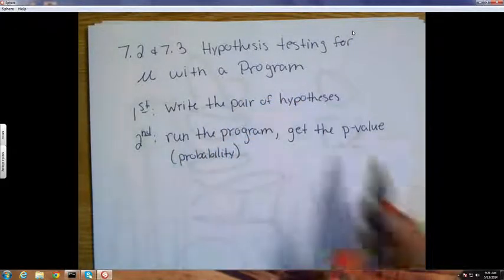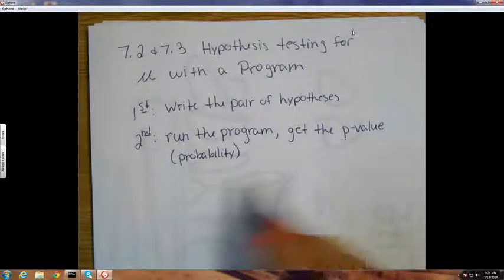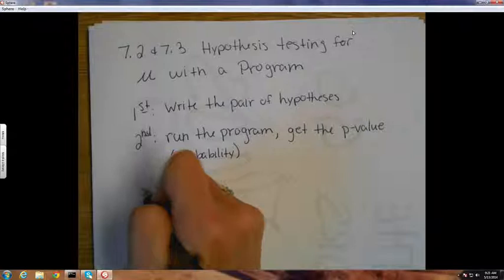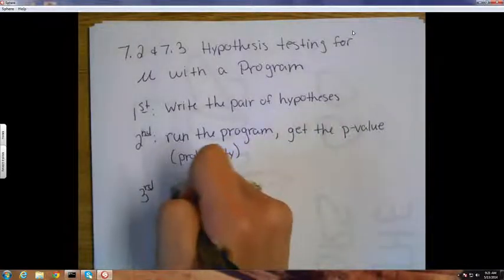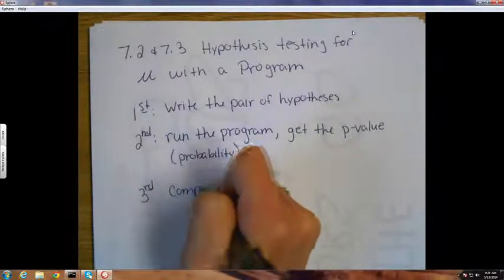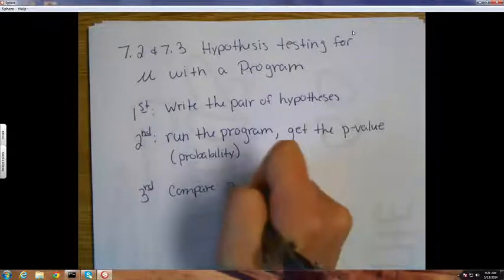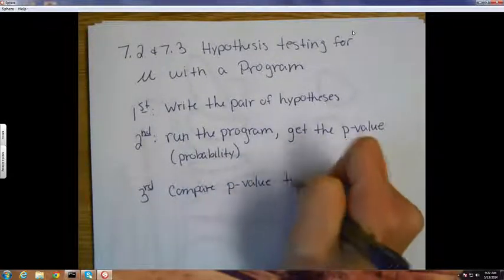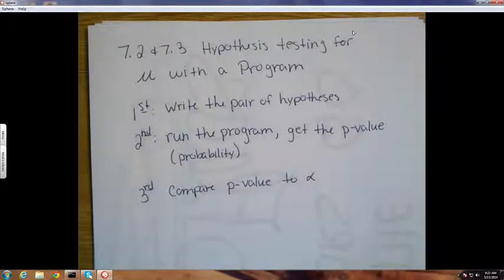And what you do with the p-value to decide whether you reject the H-naught or fail to reject the H-naught, because those are still only two decisions, you compare this p-value to the alpha value that's given in the problem.